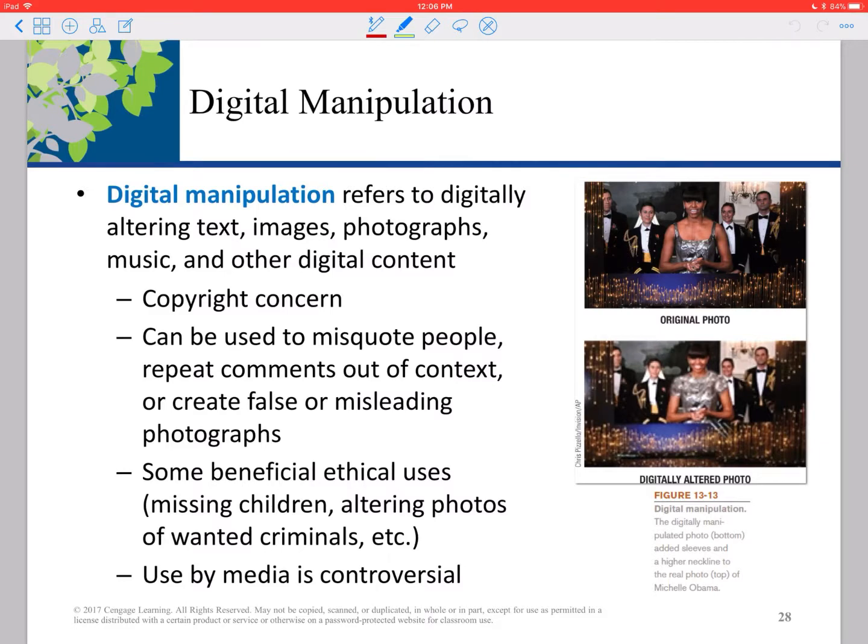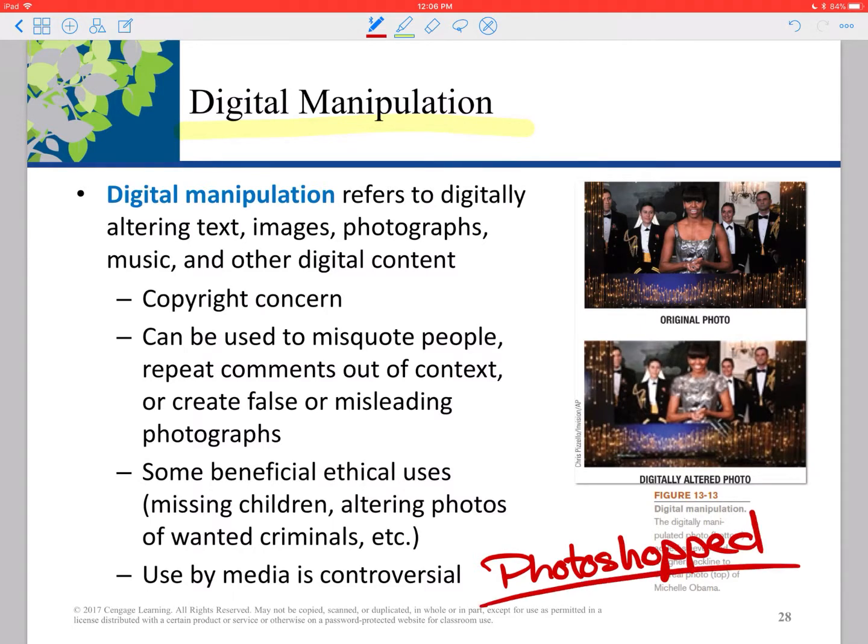Digital manipulation. This is where people alter photos. I think digital manipulation is one term. I think the term that we hear most is photoshopped. In essence, this means that what I'm seeing is not the real content. Things to think about. What does this do? It can misquote people, repeat comments out of context, create false or misleading photographs. In essence, we can use this to change what something really meant. So be careful about things that are digitally manipulated.